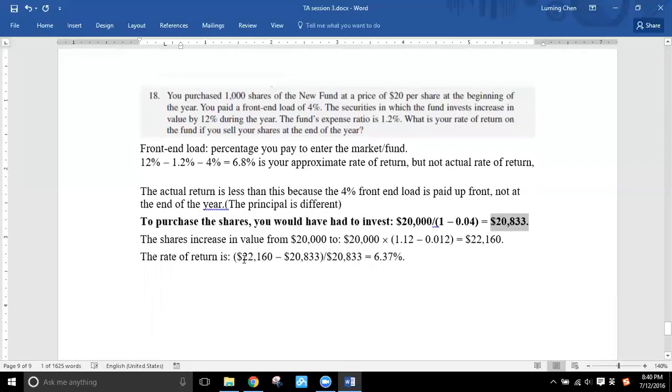So now we use these two numbers to calculate your rate of return. Your rate of return is the current net value minus your initial investment, the initial money you put in, over your initial investment. And this will give you a 6.37% rate of return. It's pretty close to 6.8%, but it's not 6.8.